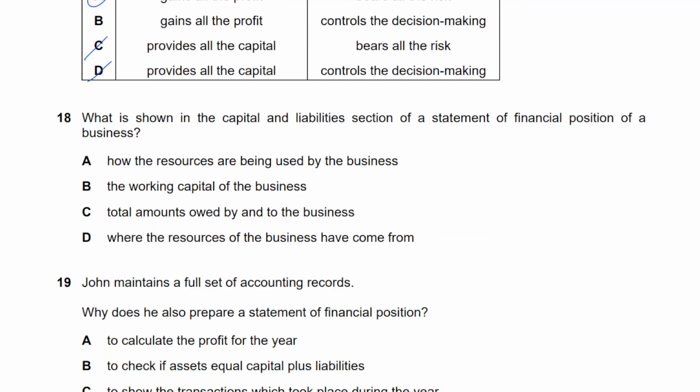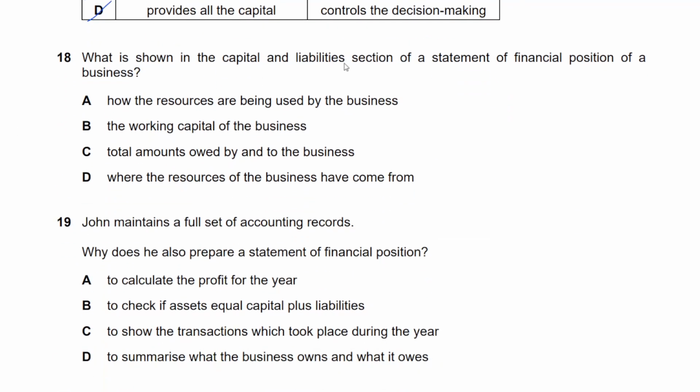Let's move on. Number 18. What is shown in the capital and liabilities section of a statement of financial position of a business? How the resources are being used by the business, that's not it. The working capital of the business, not at all. Total amounts owed by and to the business, no. To the business, that would be the assets. Where the resources of the business have come from.